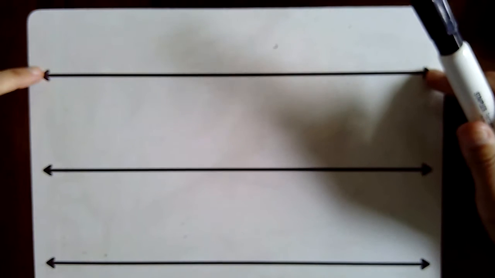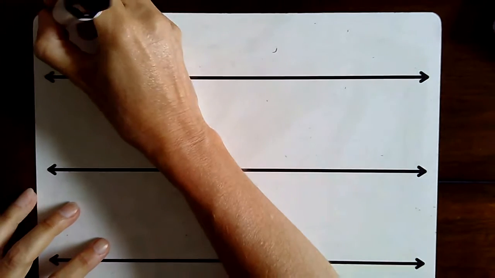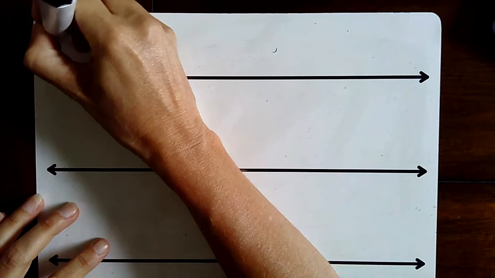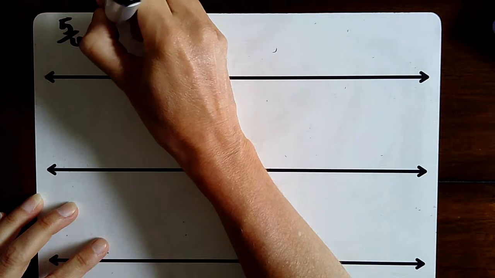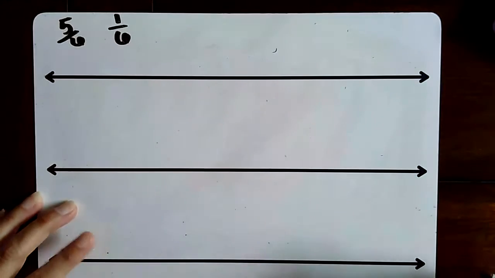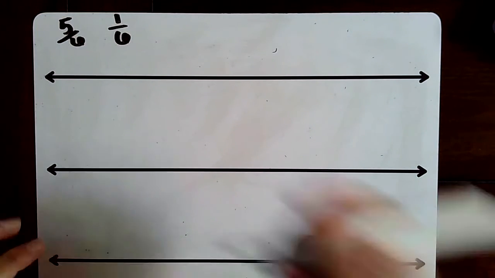Okay, go ahead and draw another number line. Pause the video if you need to. On this number line, we're going to be comparing 2 fractions with the same denominator. So we only need 1 number line for this one. And the 2 fractions that we are comparing are 5/6 and 1/6. And we'll make a story problem out of this one too.